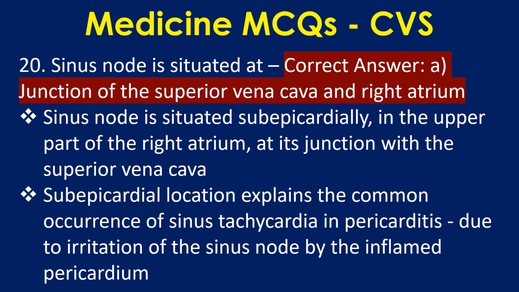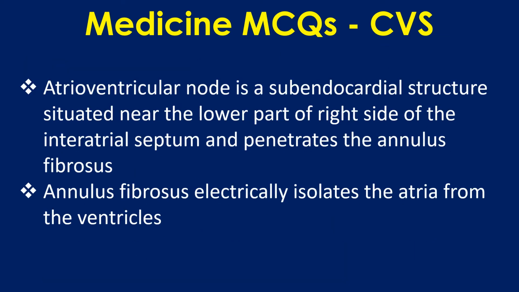Sinus node is situated subepicardially in the upper part of the right atrium at its junction with the superior vena cava. Subepicardial location explains the common occurrence of sinus tachycardia in pericarditis due to the irritation of the sinus node by the inflamed pericardium. AV node is a subendocardial structure situated near the lower part of the right side of the interatrial septum and penetrates the annulus fibrosus. Annulus fibrosus electrically isolates the atria from the ventricles.